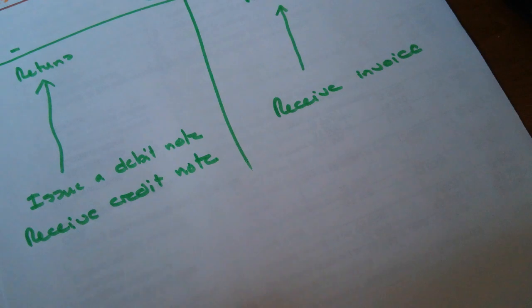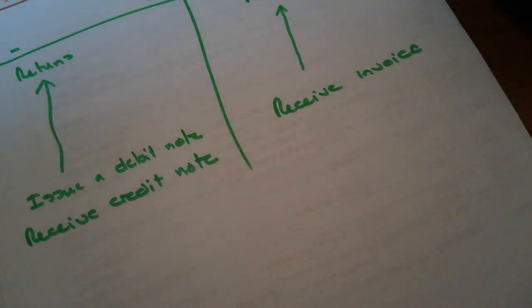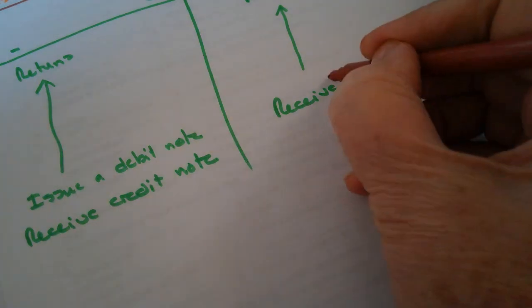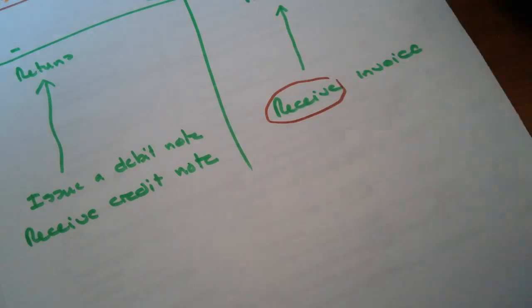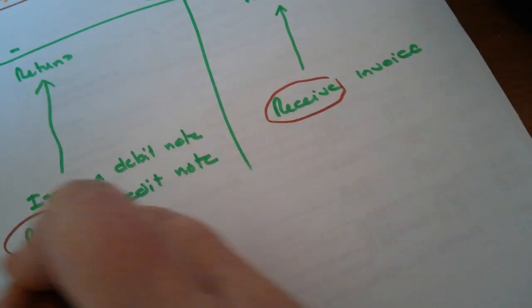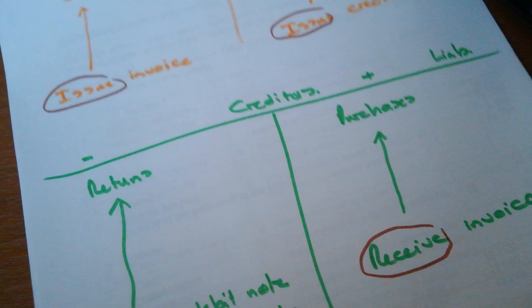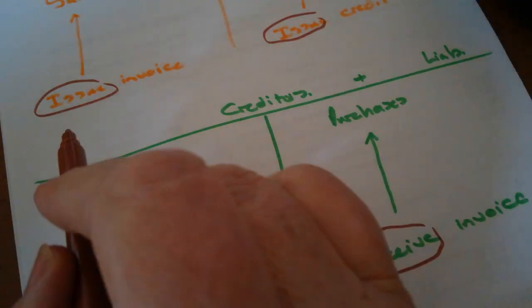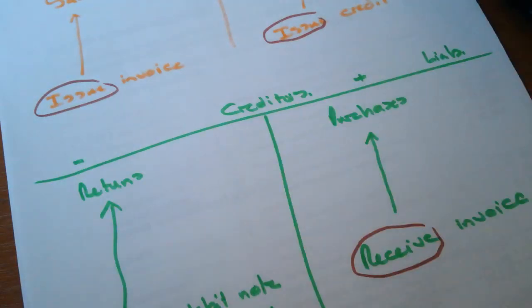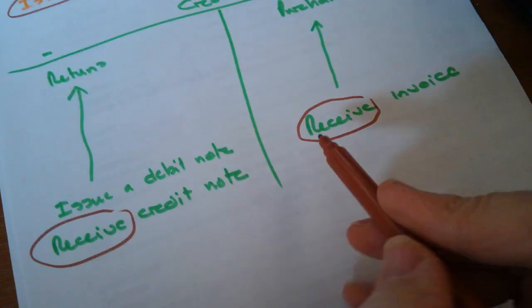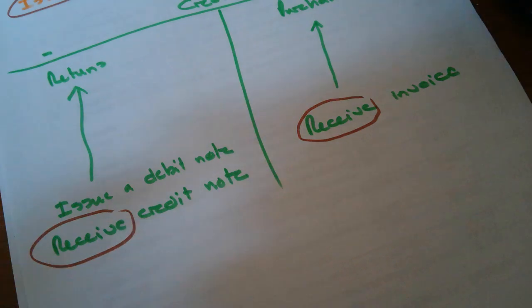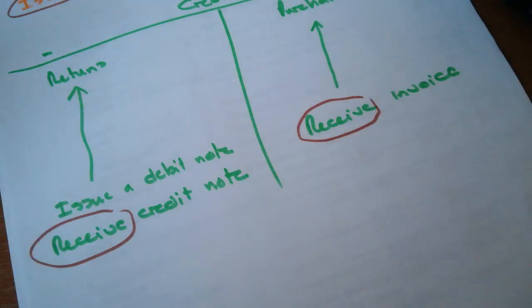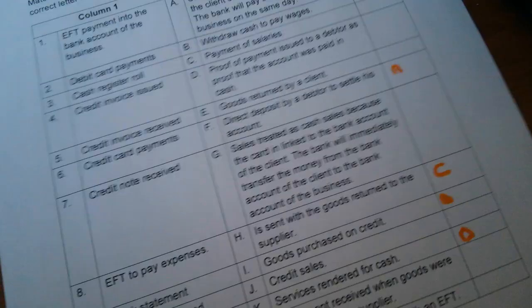So what do I see here? We use exactly the same documents, but here in a creditor, I receive the invoice and I receive the credit note. So if we look at both of them, in the debtors, we issue an invoice and a credit note. In creditors, we receive an invoice and we receive a credit note, and that's our source document.